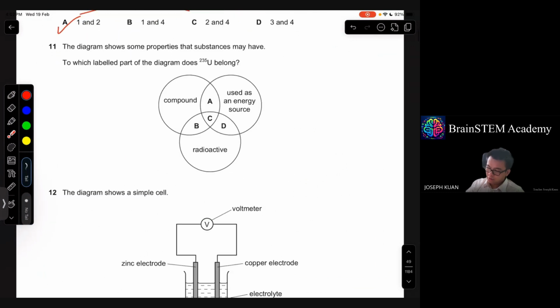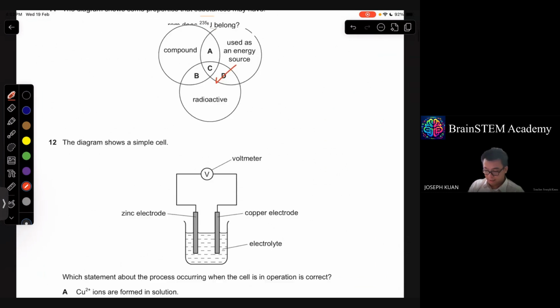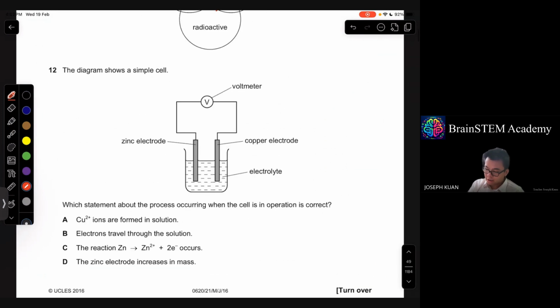Okay, move on. The diagram shows some properties that substances may have. To which labeled part of the diagram does uranium-235 belong? Uranium-235 is radioactive and it can be used as an energy source. So the answer is D for donkey. It's not a compound, it's an element. Moving on, 12. The diagram shows a simple cell. Which statement about the process occurring when a cell is in operation is correct?